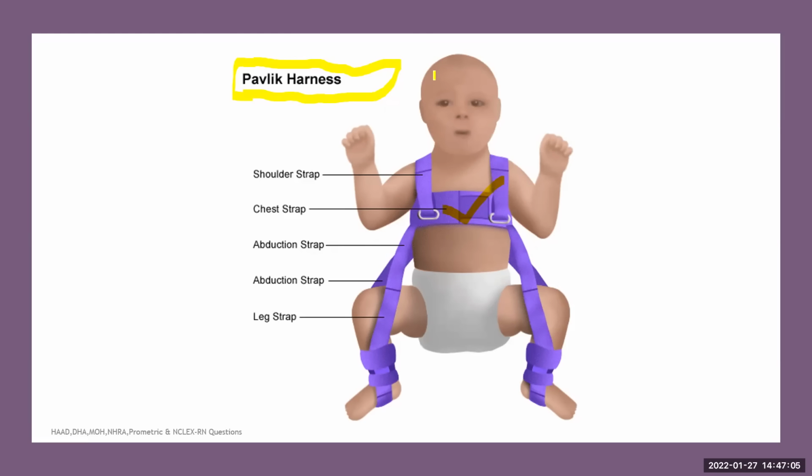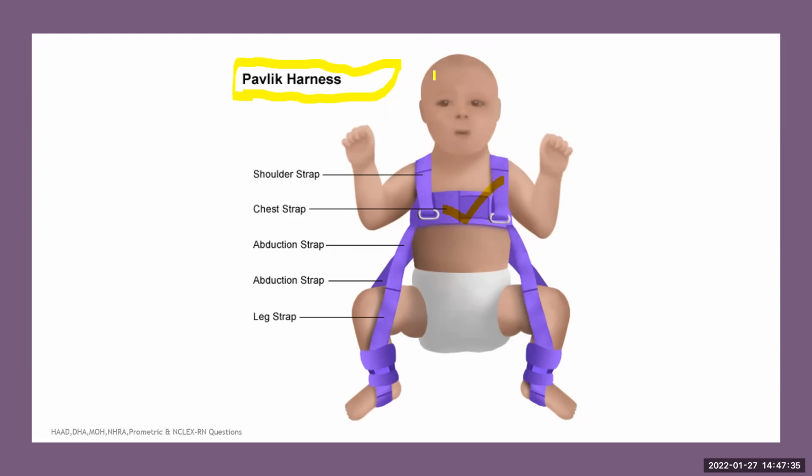Okay. So when you get a question in which the child is on a Pavlik harness, you have to think what this Pavlik harness is. It is used as an assistive or supportive device to immobilize the hip, and that will enhance the movement of the hip even after the procedure or even after the disease occurrence.